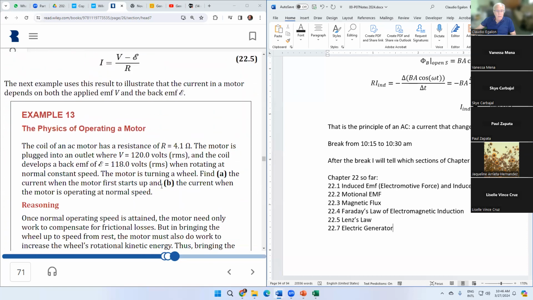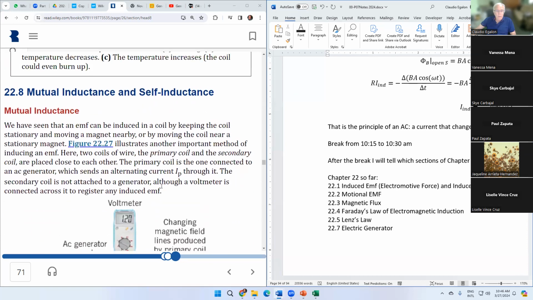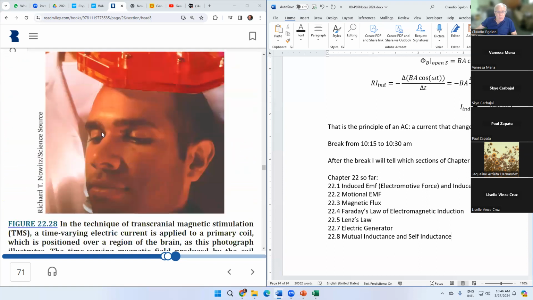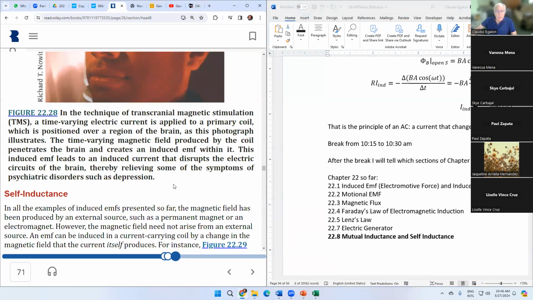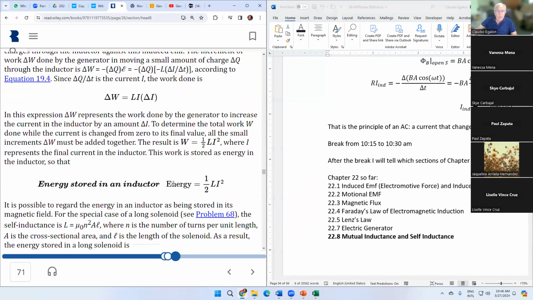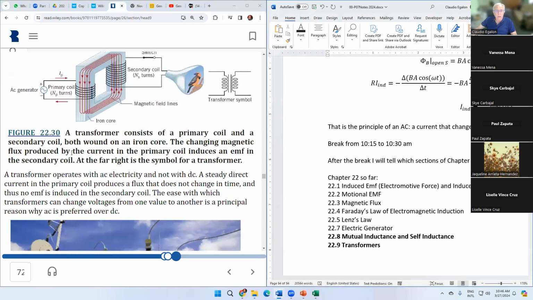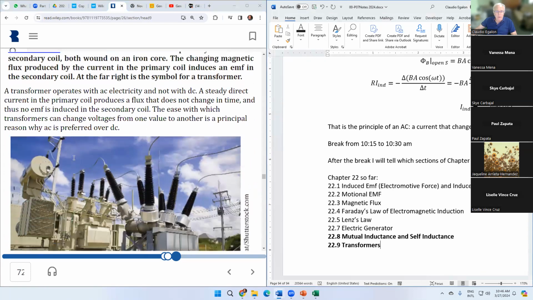Okay, and mutual induction. We didn't cover that yet. Okay, let me put that, 22.8, mutual inductance and self-inductance. We're not gonna cover that. Yeah, let's not cover that. Oh, no, we have to cover that. Sorry, we have to cover that. And let me put this in boldface here. How we're gonna do also transformers. Whatever is in boldface, we didn't cover yet. See, we have transformers right here.